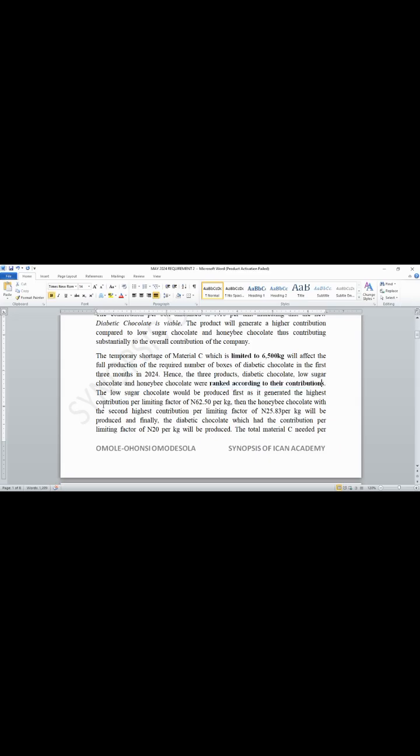Then low sugar we produced first. You know that's what we did. Low sugar we produced first as it contributed the highest contribution of 62 naira 50 kobo. If you didn't say all computations are contained in appendix 2, you can just come here and say in brackets appendix 2, but we already said all computations are there, so we don't really need to do that. Then the honey bee will be the second highest to be produced. And finally, the diabetic chocolate would also be produced. So you're telling them what you did.